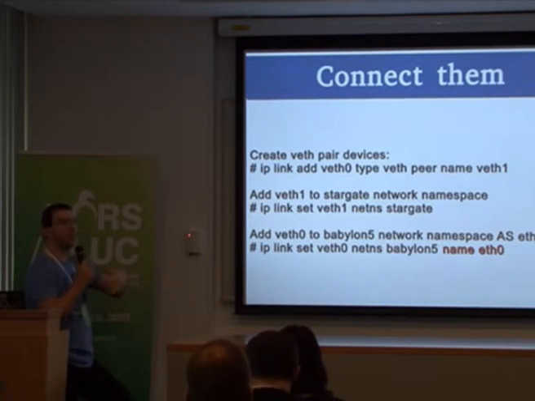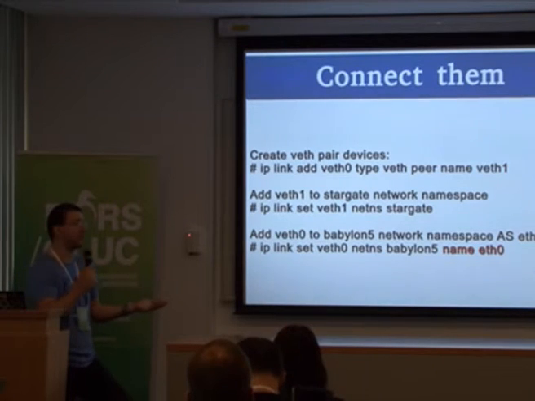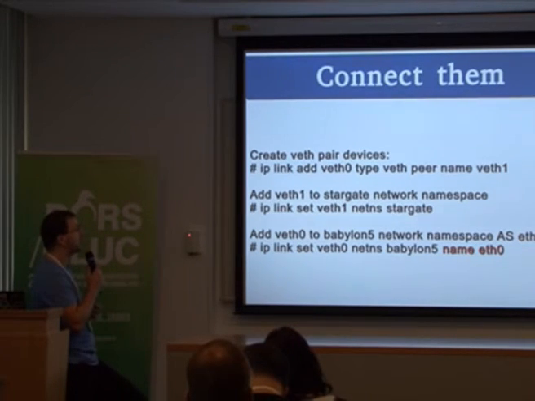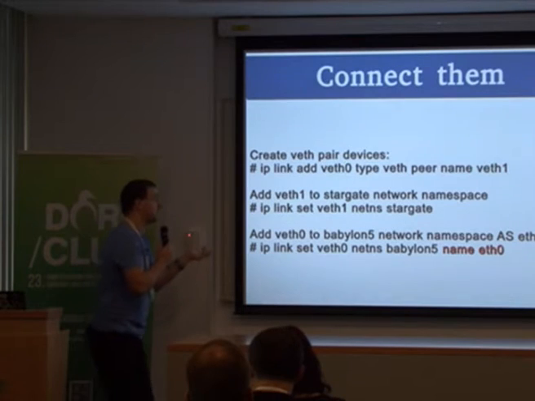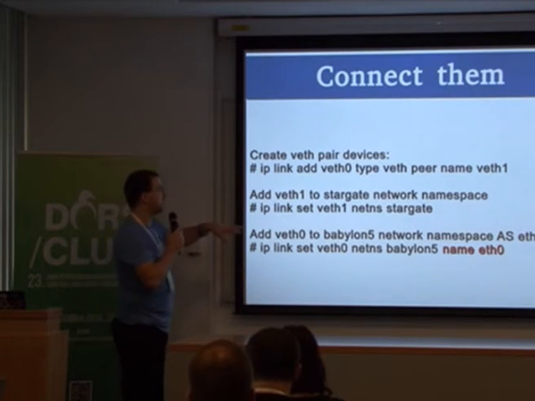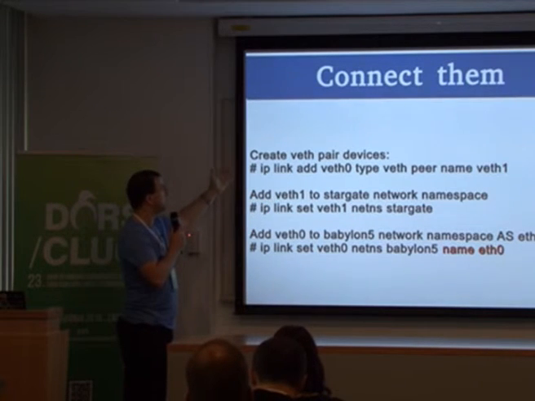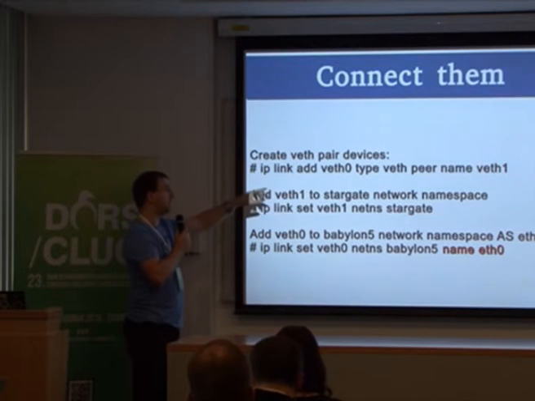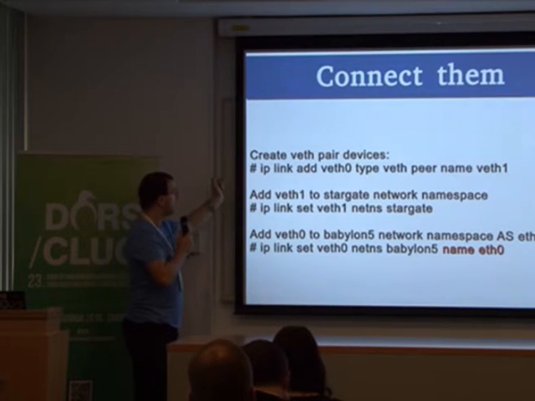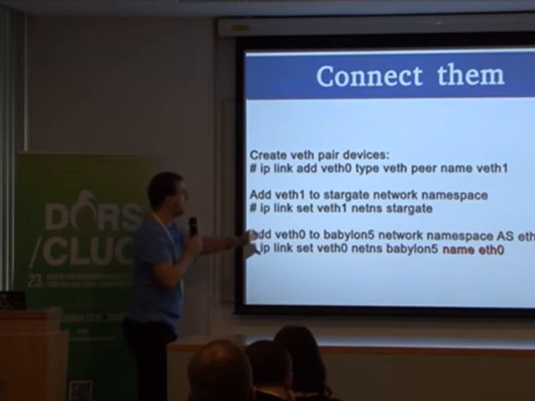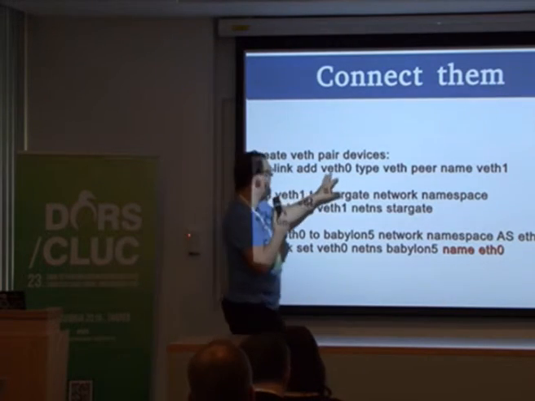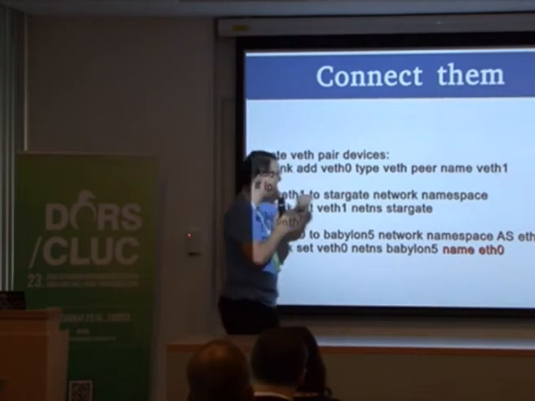So what if you want to connect two network namespaces? Because, okay, we can move devices in and out of the network namespace. The problem is how we actually connect two network namespaces. We can do this with the virtual Ethernet pair devices. We create a veth device with this command, and then this command actually creates two devices, veth0 and veth1.